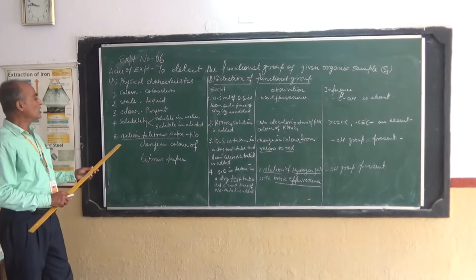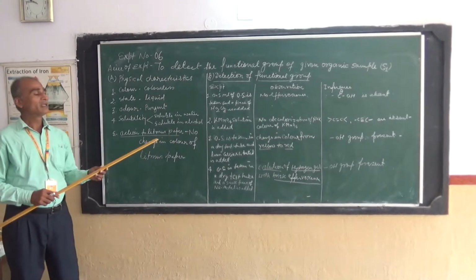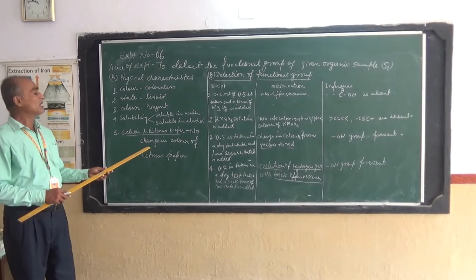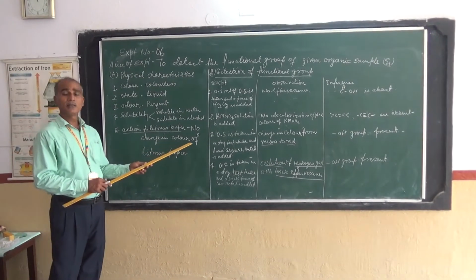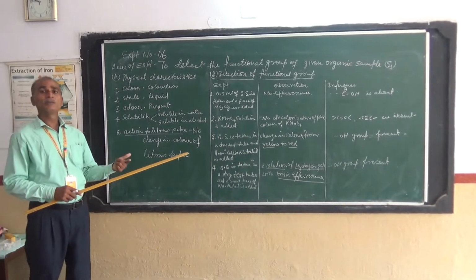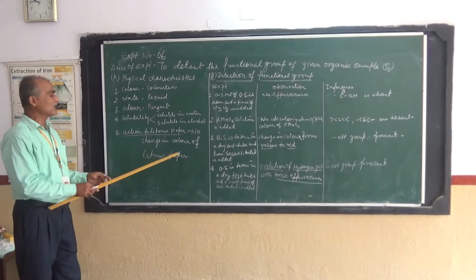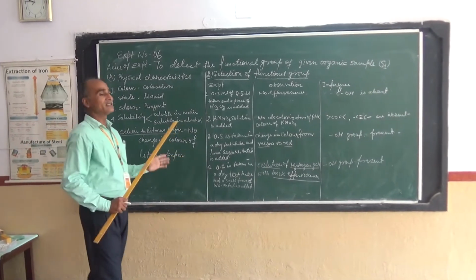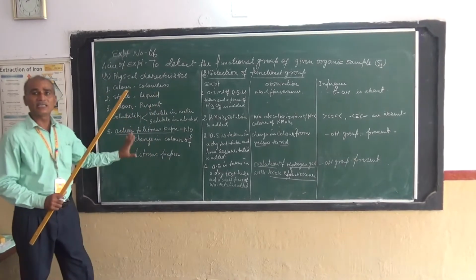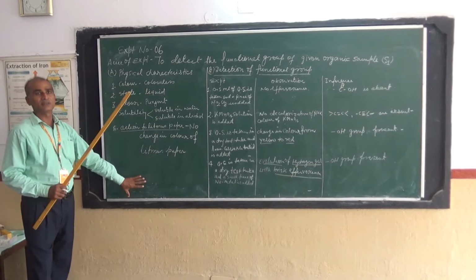The next part is your action with the litmus paper. You will take the solution in a dry test tube and add litmus paper or litmus solution, both blue as well as red. There is no change in color. That infers that there is no carboxylic acid in this organic sample. This is your physical analysis.